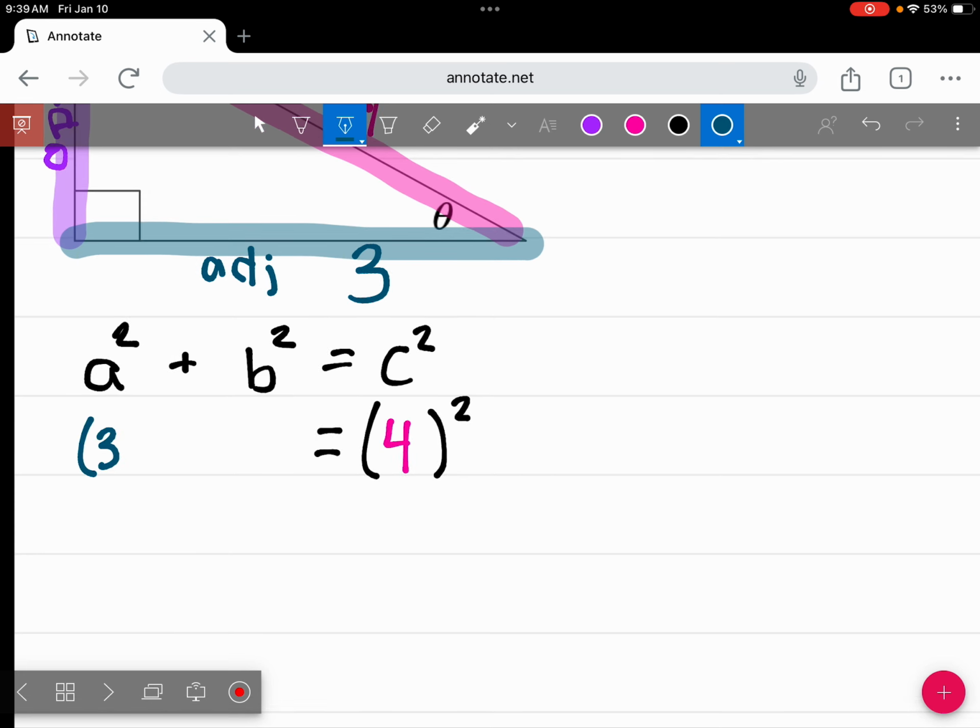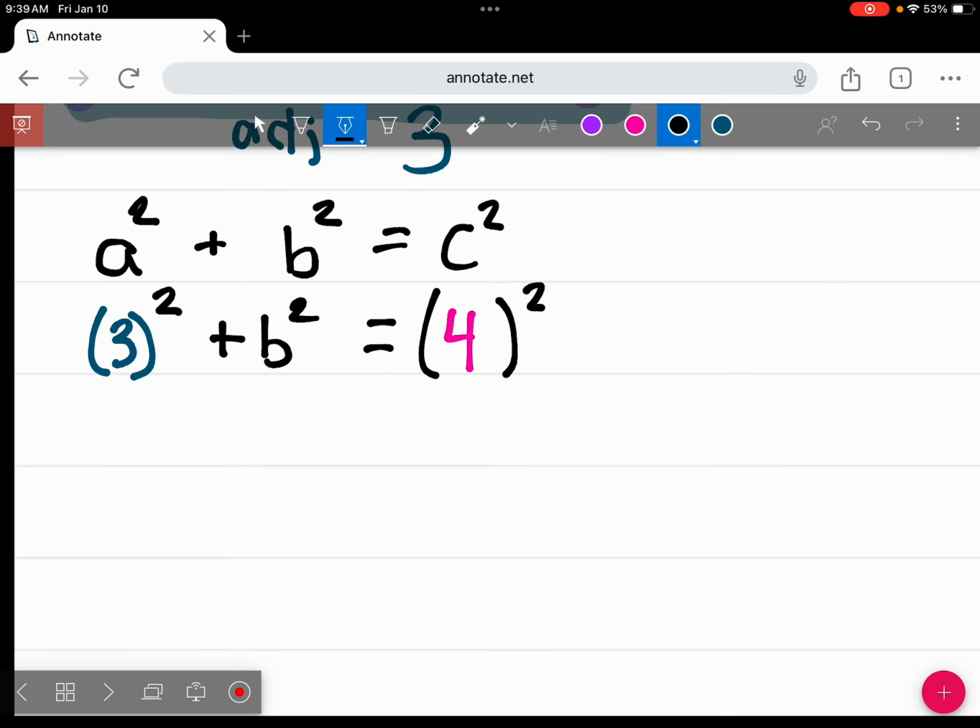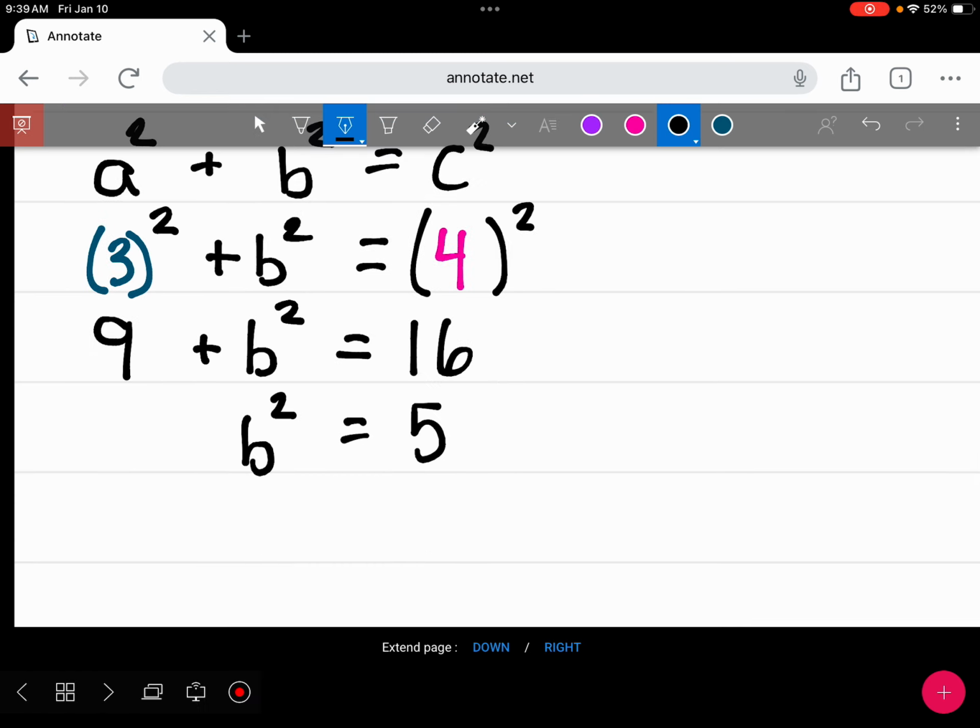I'm going to put it as A because you were very passionate about it. A squared plus B squared equals C squared. 3 squared plus something squared equals 4 squared. So 3 squared gives us 9. 9 plus something equals 16. So what is B squared going to be? B squared is 5. So B is the square root of 5, which is ugly and not 5. What should it be? 7.